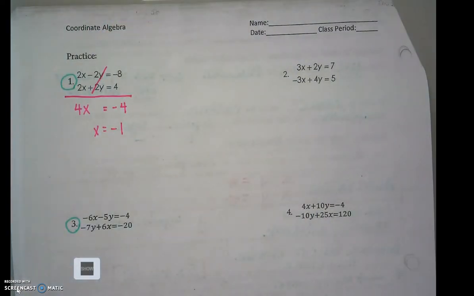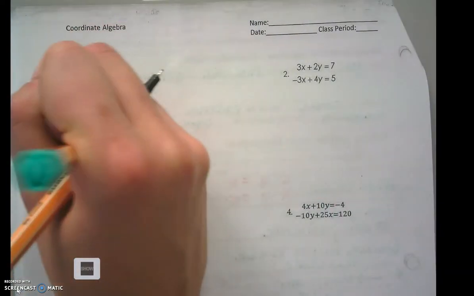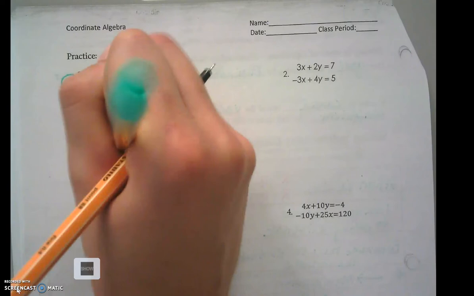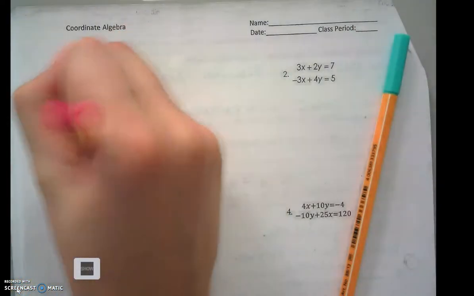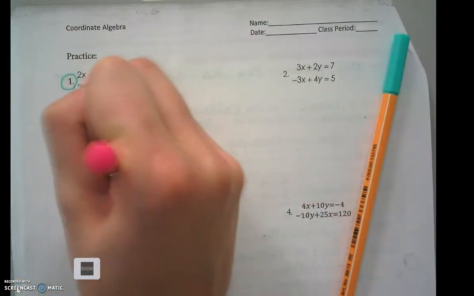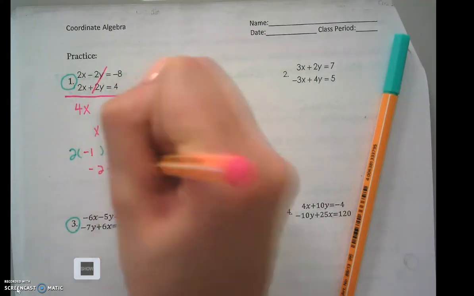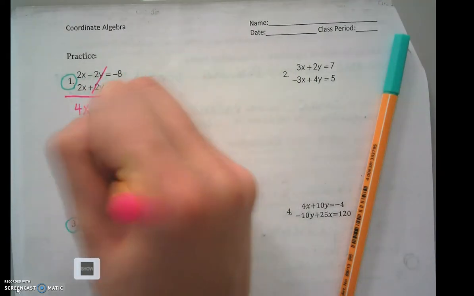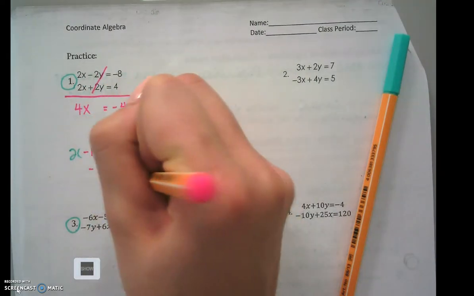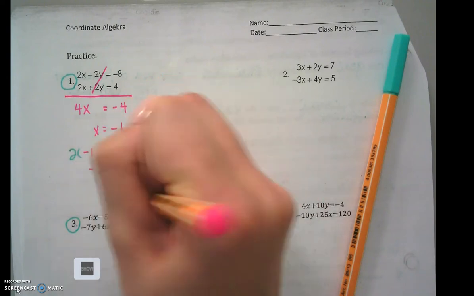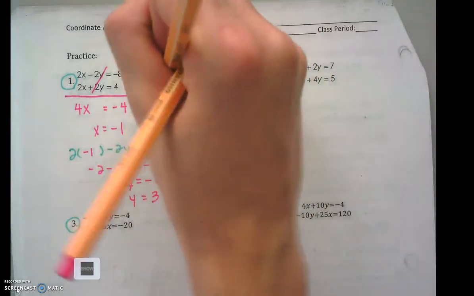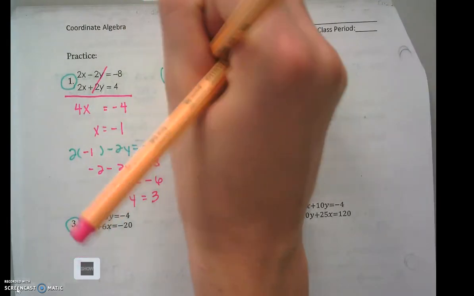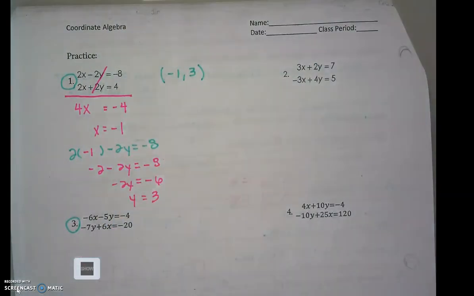So I'll go back to one of my original equations and substitute in for x. So -2 minus 2y equals a -8. -2y equals a -6. So y equals 3. And I'll write my final answer as an ordered pair.